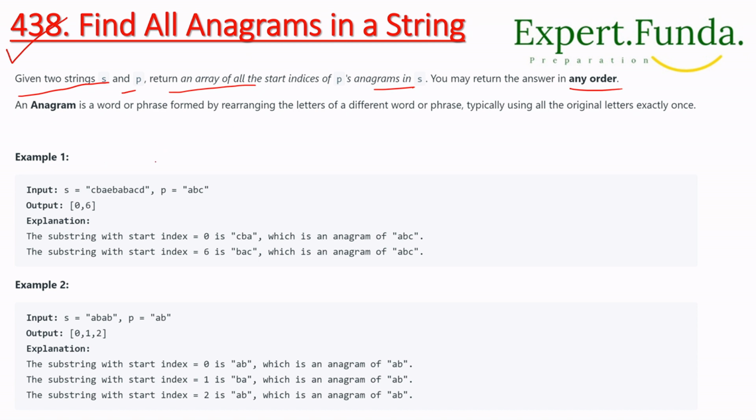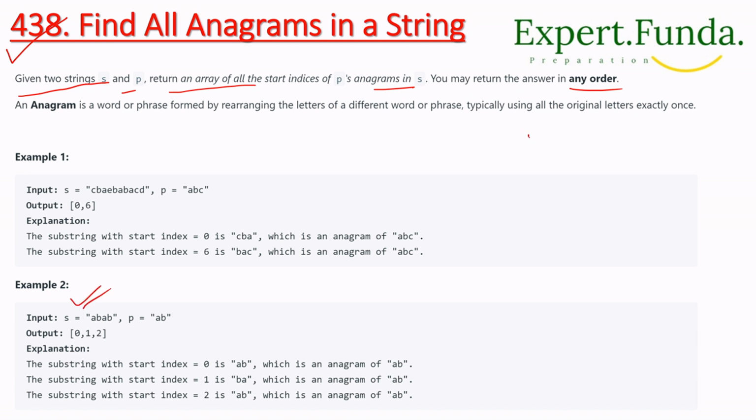Let's understand what an anagram is. An anagram is a word or phrase formed by rearranging the letters of a different word or phrase, typically using all the original letters exactly once. Let's suppose we take the second example, which is a small one.